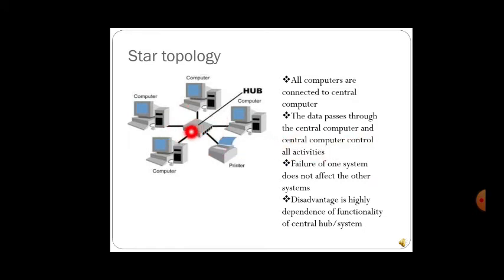Suppose this system needs to access this printer. It has to come to the central system and then to the printer. So it has to send a request. Then this system controls all the activity of the printer, and if this system says okay, then it can access the printer here. So the failure of one system does not affect the other systems.